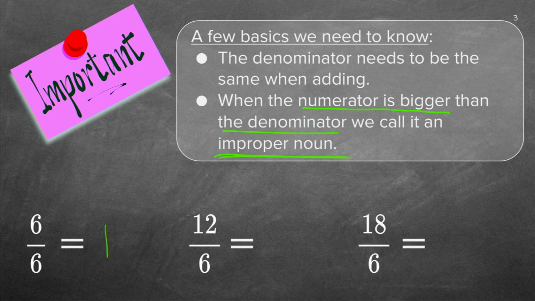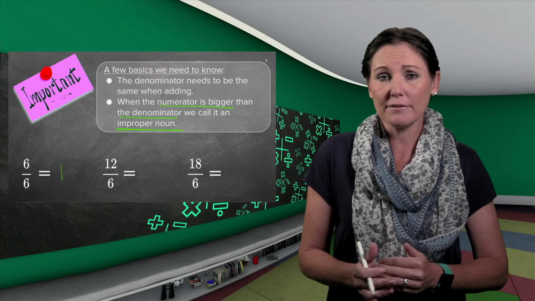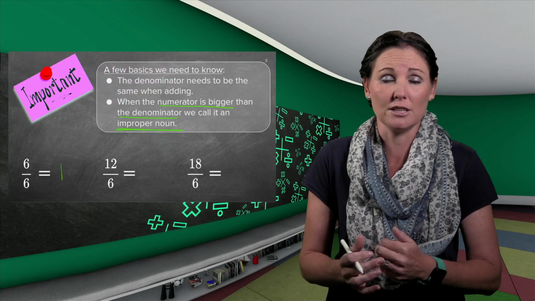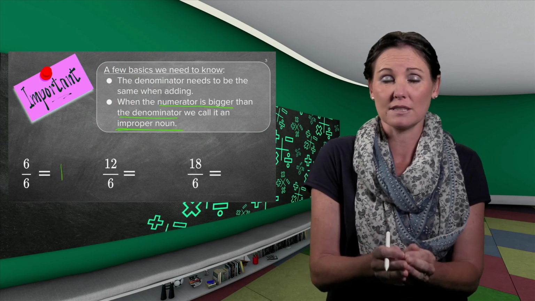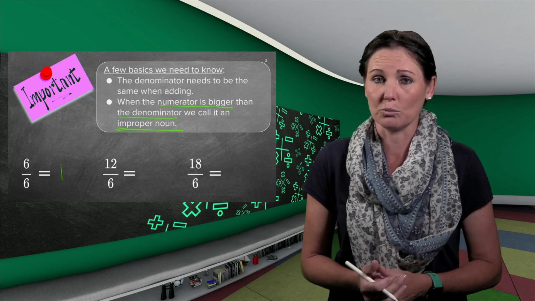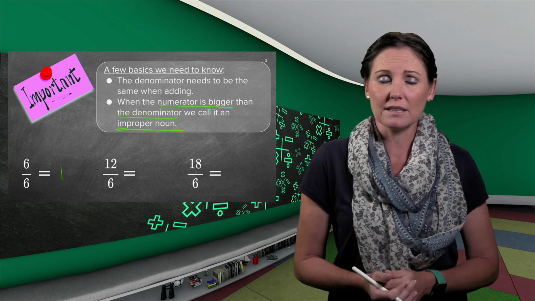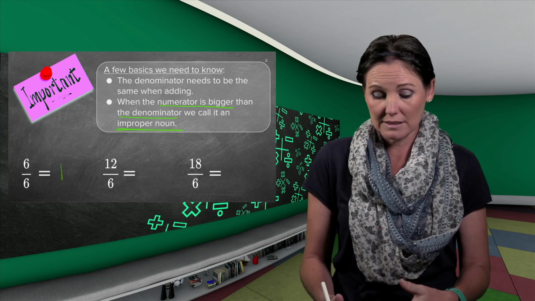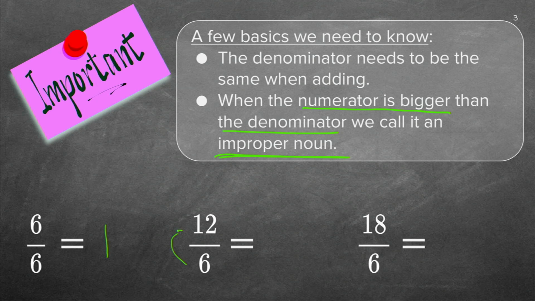But now I've got 12 sixths. And now I have to see how many times can I take 6 from 12. So if I've got 12 marbles in front of me, and I have to put it in groups of 6 because my denominator is telling me I've got 6 parts. How many groups can I make? How many whole numbers will I have? So if I count in 6, 6, 12, 6 can divide into the 12 2 times. So I will have 2 whole parts.